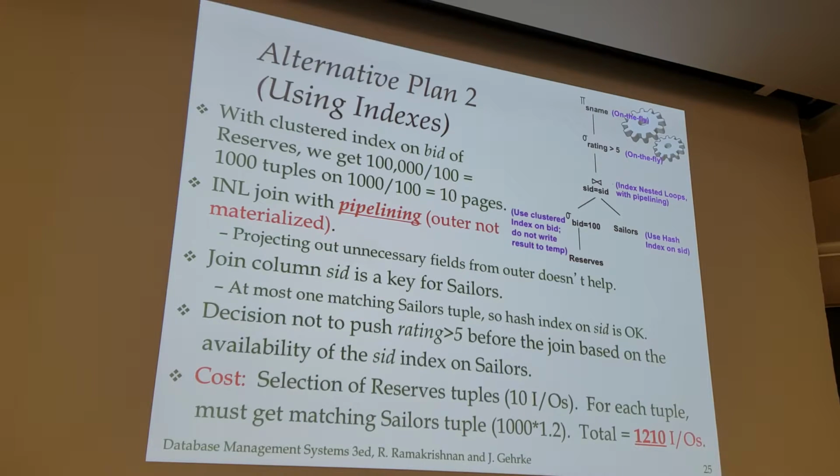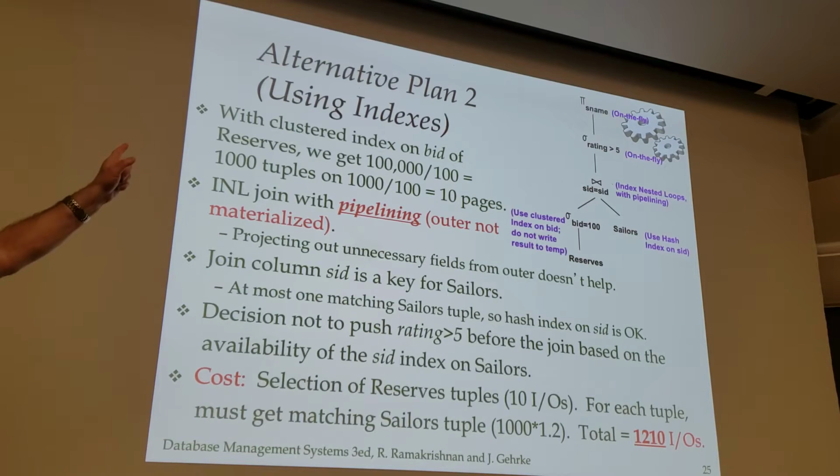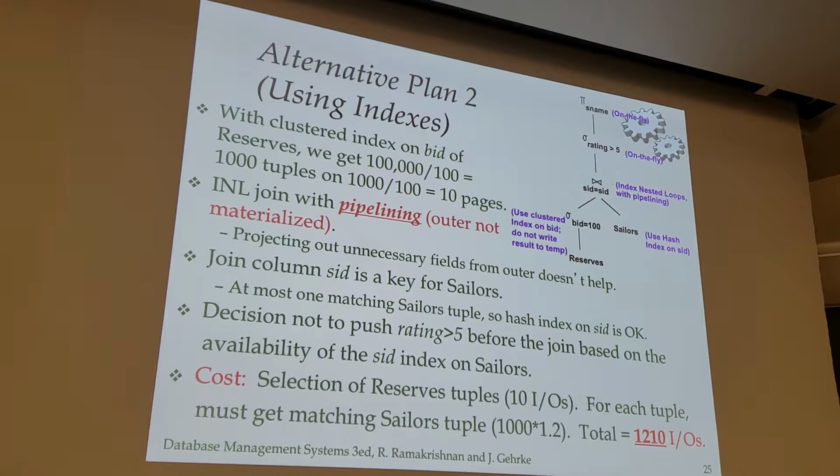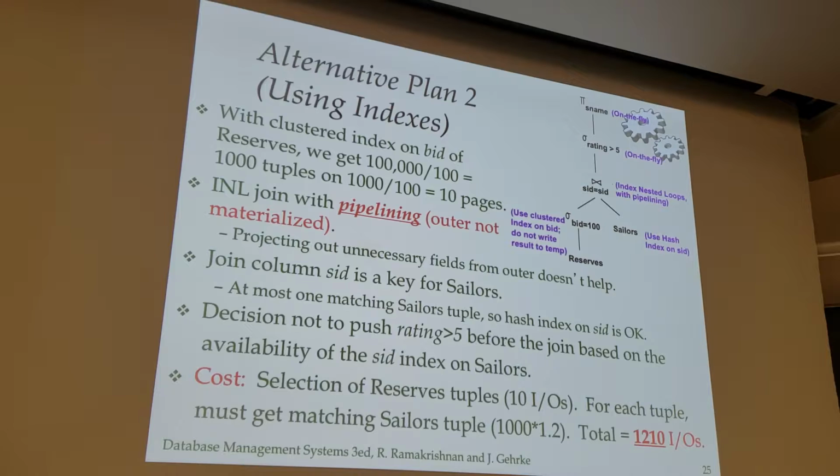I have a hash index on the SID attribute of sailors. So I have one tuple out of my 10 pages worth, my 1,000 tuples out of reserves. I find the matching sailor and get that sailor's name. But by the way, this gets kind of interesting, I check to see whether or not the sailor's rating is 5. So I get that sailor using the hash index, and then having that tuple, I check whether the rating is 5. Then I output that sailor's name. And so, basically, that ends up giving me the answer.